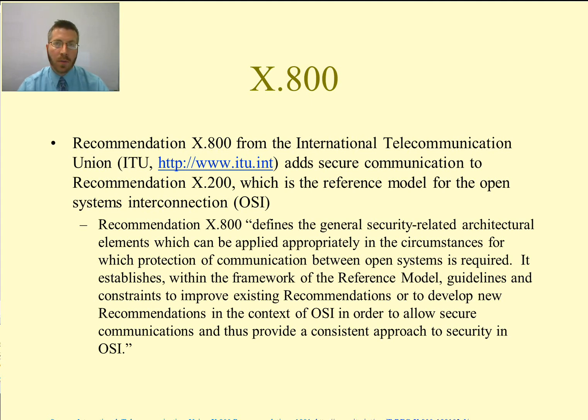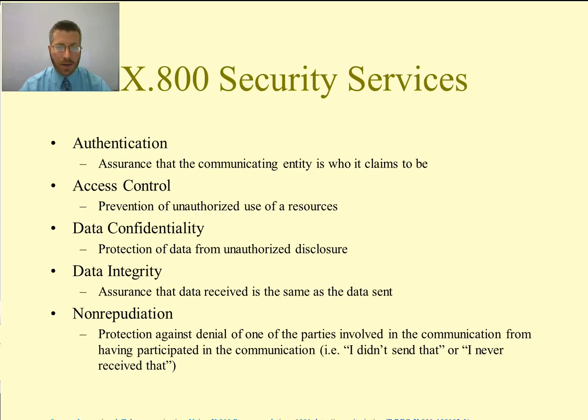X.800 was created because security was not thought of in the original OSI model, which is recommendation X.200. However, when security started to become a little bit more of an issue, and you can see down at the bottom, the citation I have shows that this was in 1991 is when the X.800 recommendation came into effect. So that's when security really started to be at the forefront of computers and networks. And so they came up with the X.800 recommendation, trying to add security to the OSI model.